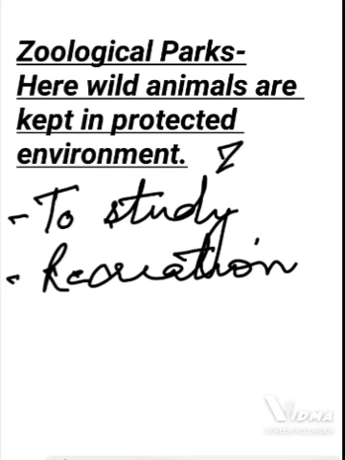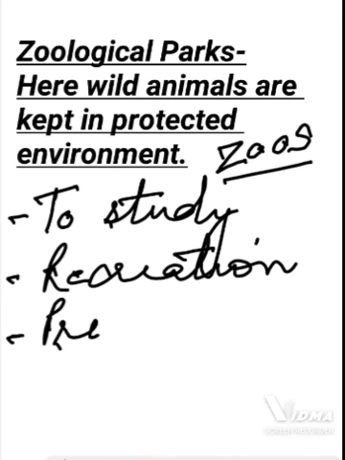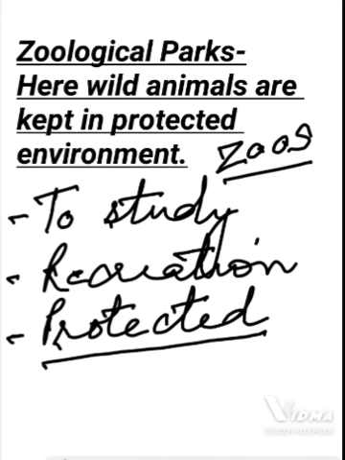We all know that they are also known as zoos, and here also the animals are protected, especially the endangered animals are kept in zoos. Endangered means the animals which are on the verge of extinction, they need to be protected. That is why they are kept in zoological parks. So today we have done botanical garden and zoological parks. I hope you have understood, and we will do the other taxonomic aids in the next video.